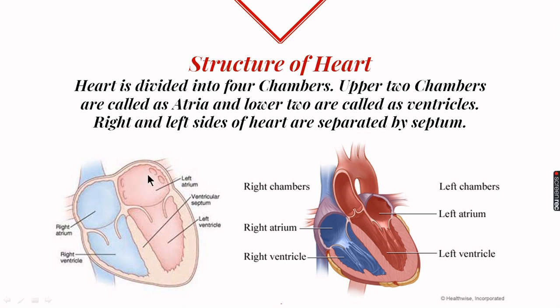The upper two chambers, which are smaller, are called atria, and the lower two chambers, which are larger, are called ventricles. On the right side of the heart, there is the right atrium and right ventricle, and on the left side of the heart, there is the left atrium and left ventricle. One thing to be noticed here is that the right side of the heart is not connected to the left side of the heart. It is separated by a muscular partition called the septum. The right side of the heart contains deoxygenated blood and the left side contains oxygenated blood.